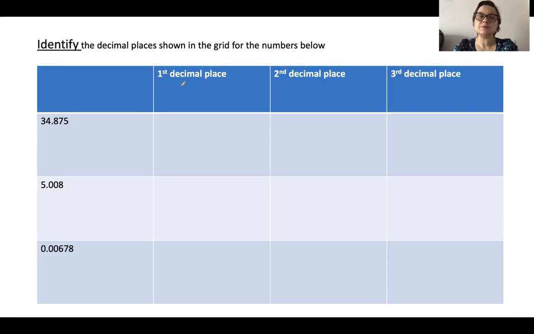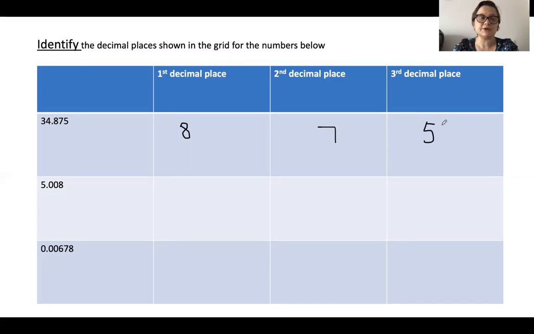The first decimal place of the 34.875 is going to be digit 8 because that is the first digit after the decimal point. And the second decimal place is going to be digit 7. The third decimal place is going to be digit 5.